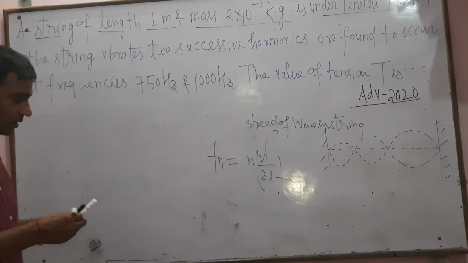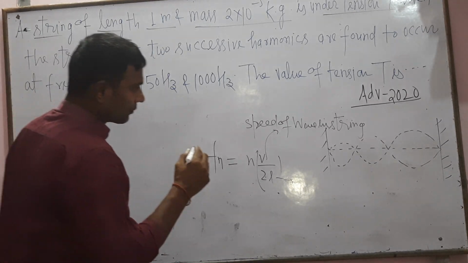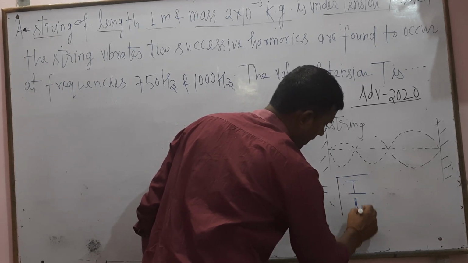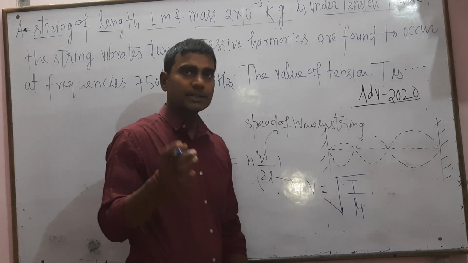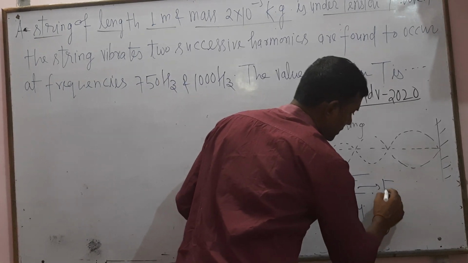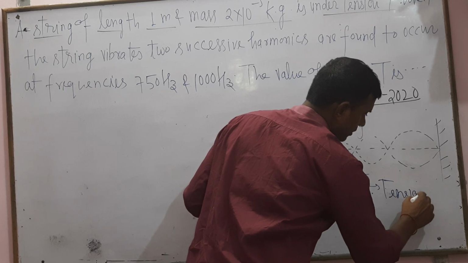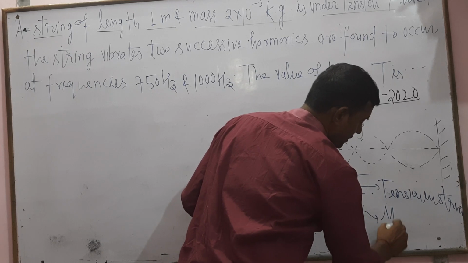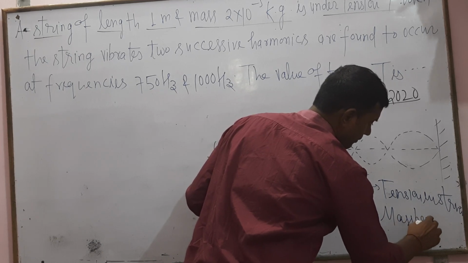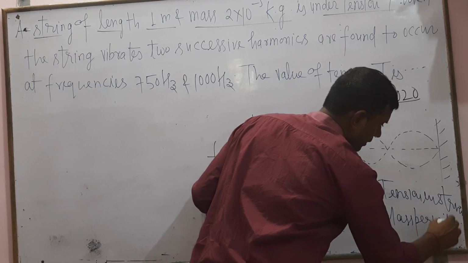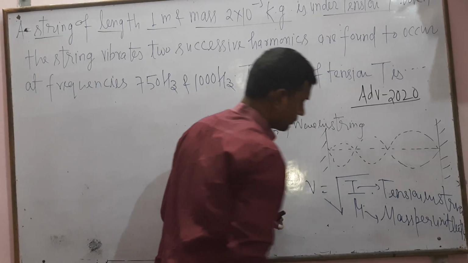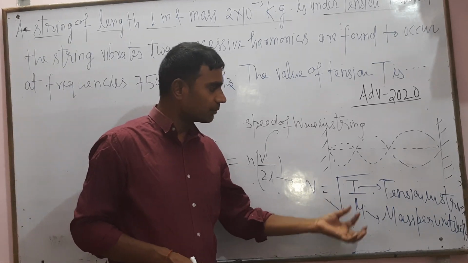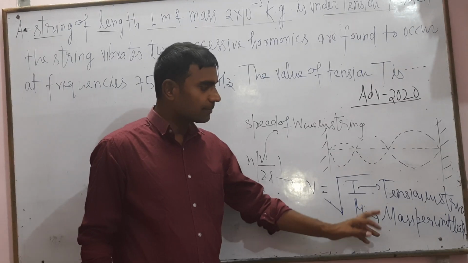Also we can say V equals the root of T by mu. T is the tension in the string, and mu is the mass per unit length. V, the speed of the wave in the string, equals root of T by mu.